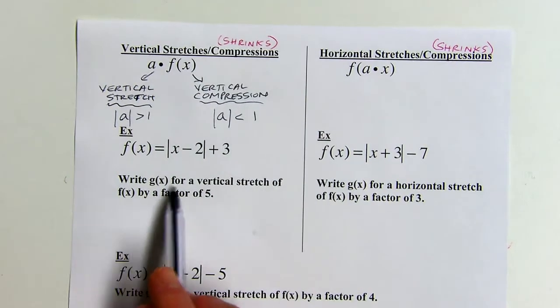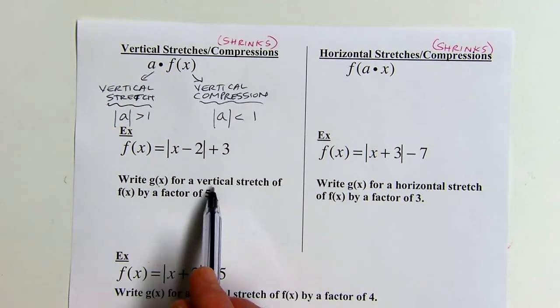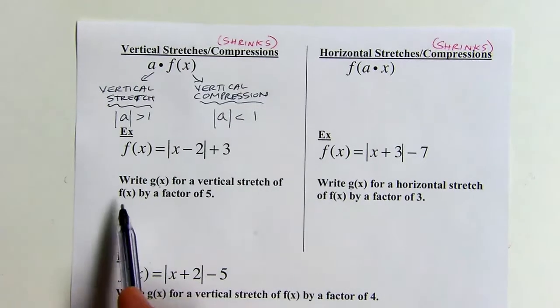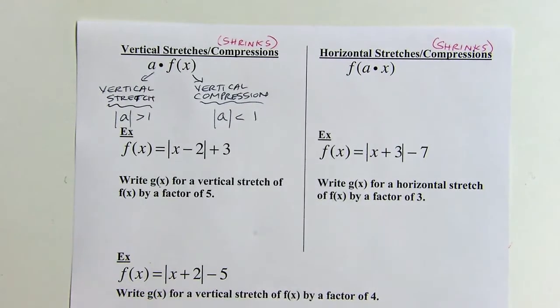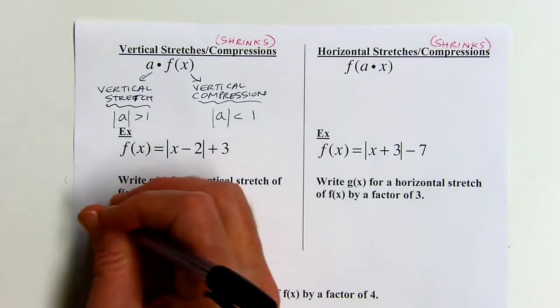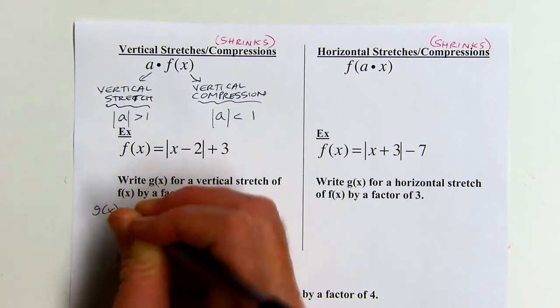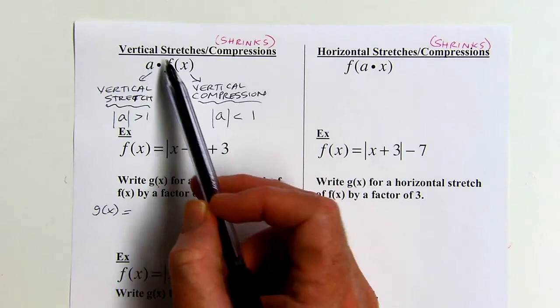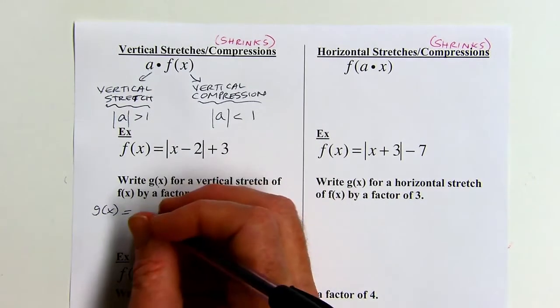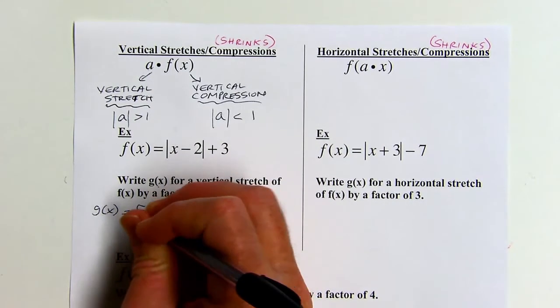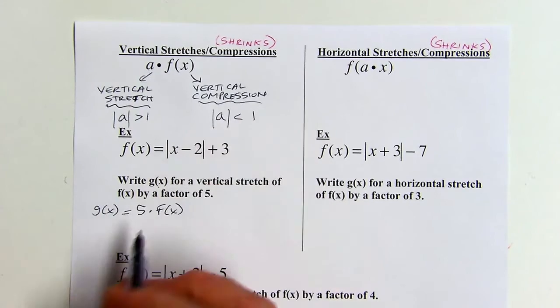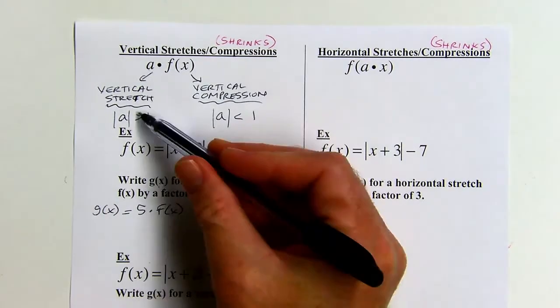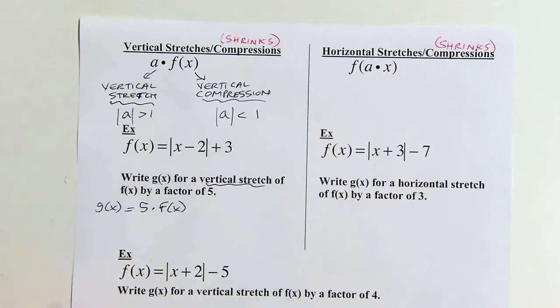But what we're going to do is write g of x for a vertical stretch of f of x by a factor of 5. Okay, so the factor is what we're going to be multiplying by. All right, so here we're going to write function g. And I know I'm going to be multiplying on the outside like this because that's how I would do a vertical change. So in this one I'm going to put 5 times f of x, and hey, we've got a number more than 1, right? So that would give me a vertical stretch, and it says we want a vertical stretch there.